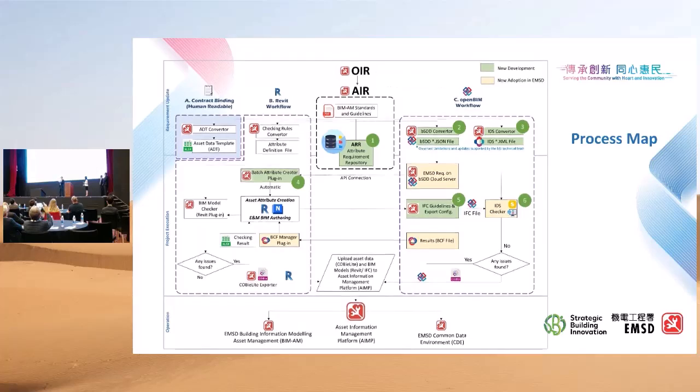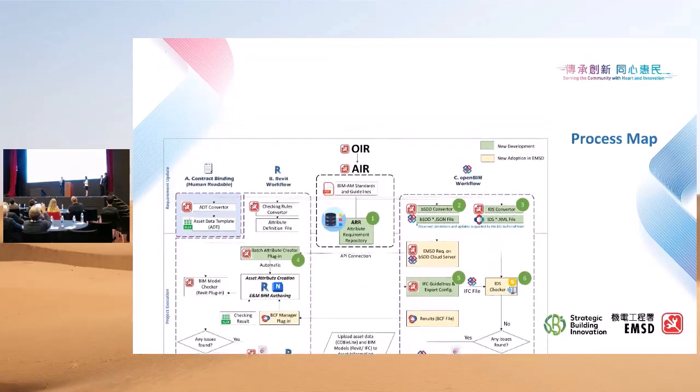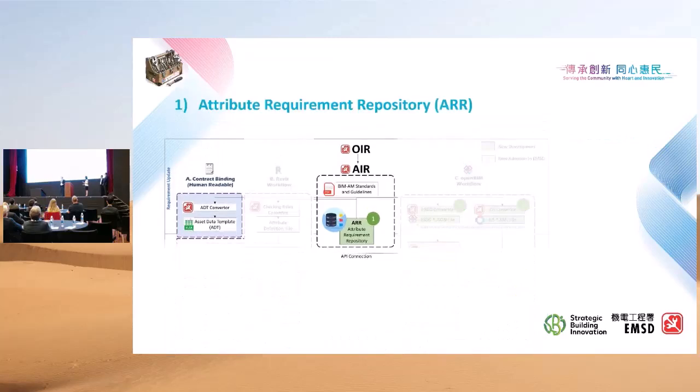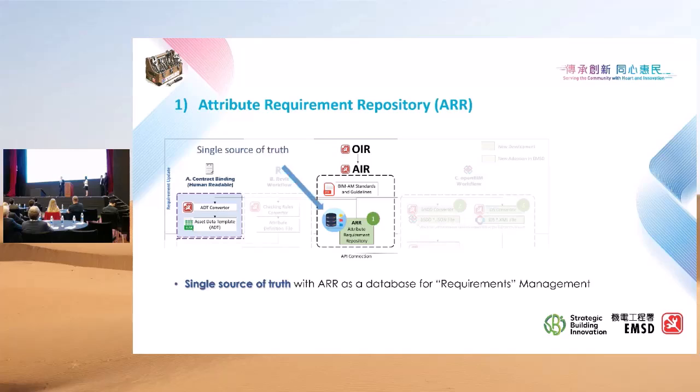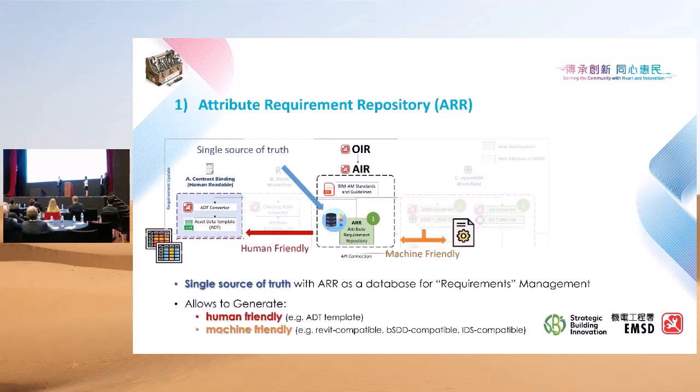So let's get into details. First of all, the attribute requirement repository, the ARR. Rather than in the form of PDF files, we have turned our 75 years of E&M handover requirements into a database, and that's the ARR. This database is very important because it serves as a single source of truth of our requirements and generates both a human-friendly version of our requirements and, importantly, the machine-friendly data files.